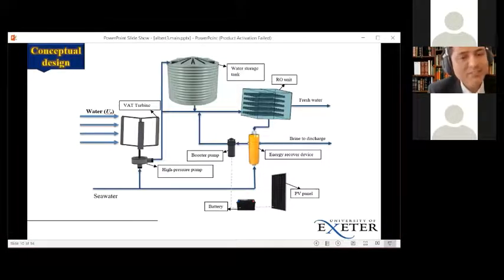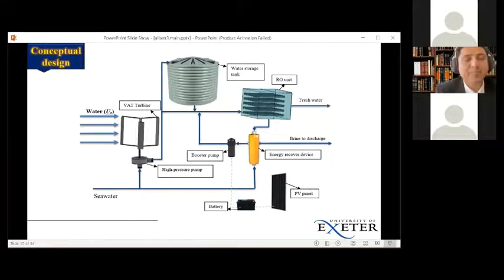Design of the ocean power desalination system. This is the schematic of the design. The general idea is that we can convert seawater to fresh water by using ocean power. Please let me just explain the main components of the design and their functions.